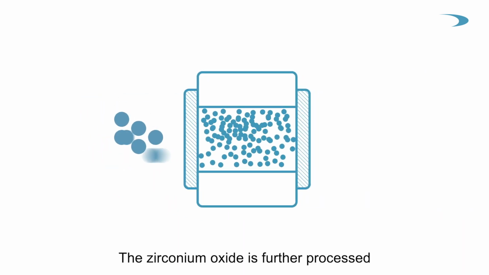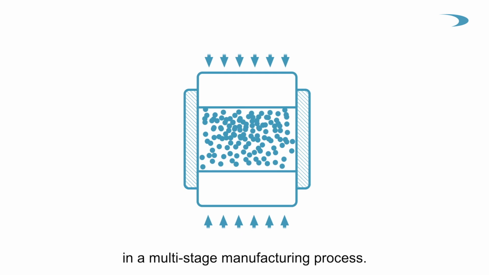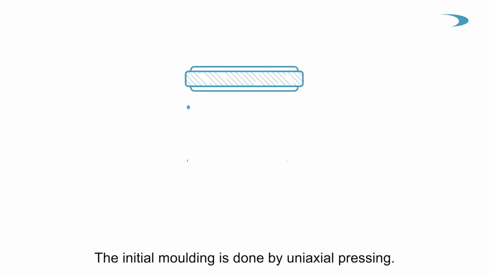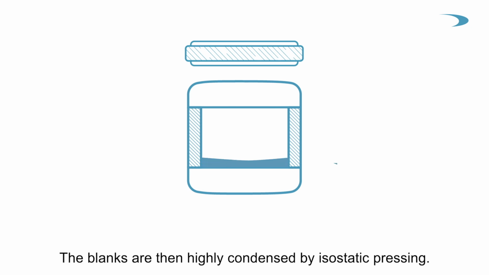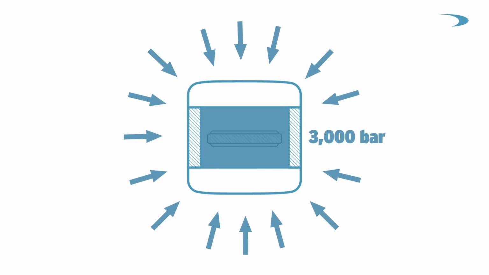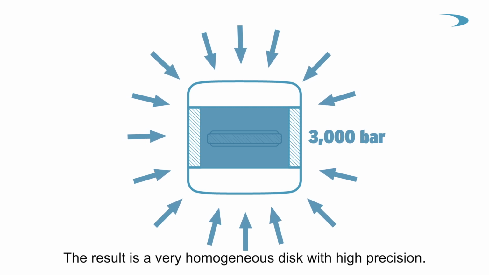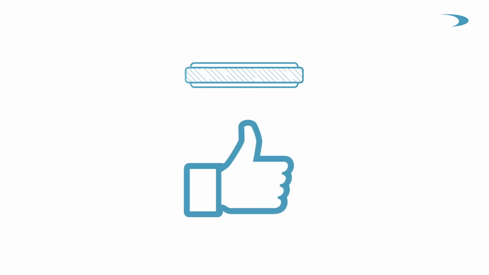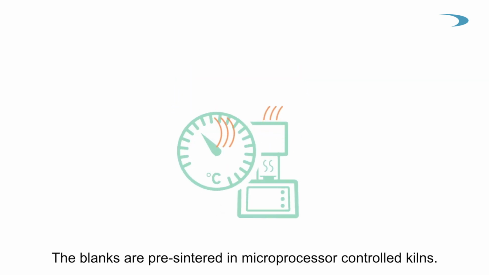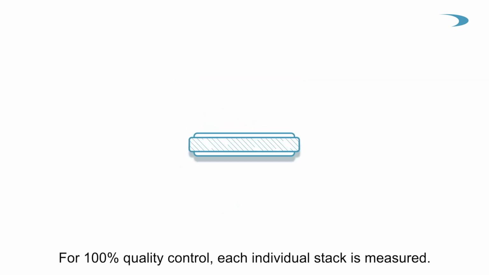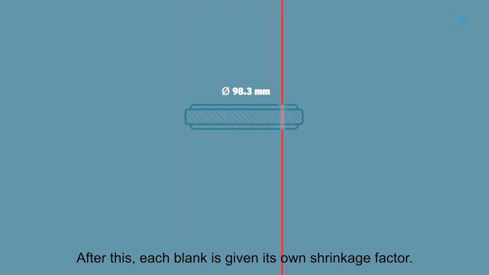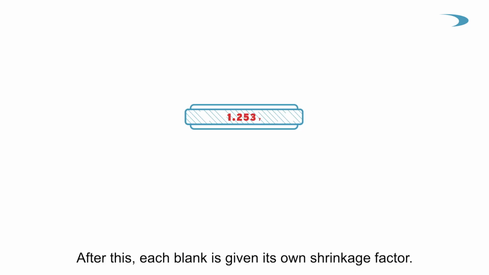The zirconium oxide is further processed in a multi-stage manufacturing process. The initial molding is done by uniaxial pressing. The blanks are then highly condensed by isostatic pressing. The result is a very homogeneous disc with high precision. The blanks are pre-sintered in microprocessor-controlled kilns. For 100% quality control, each individual stack is measured. After this, each blank is given its own shrinkage factor.